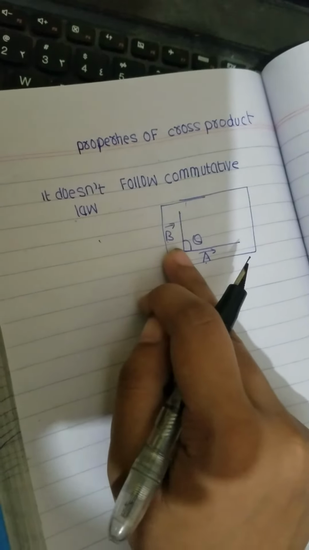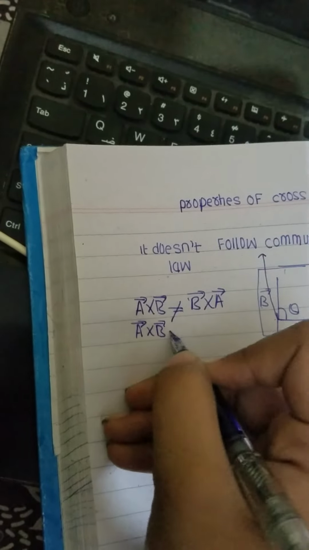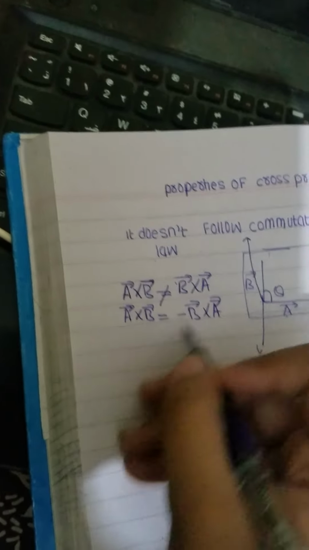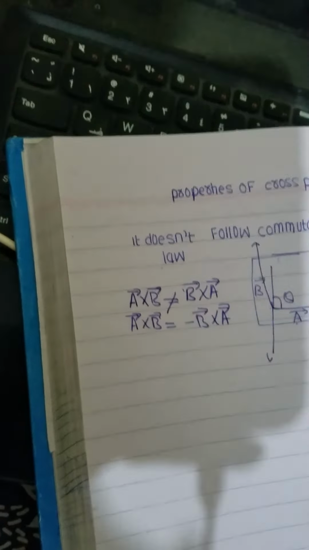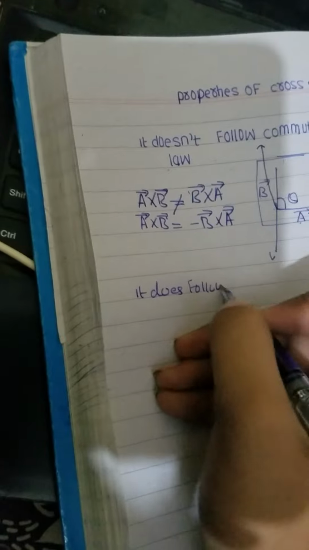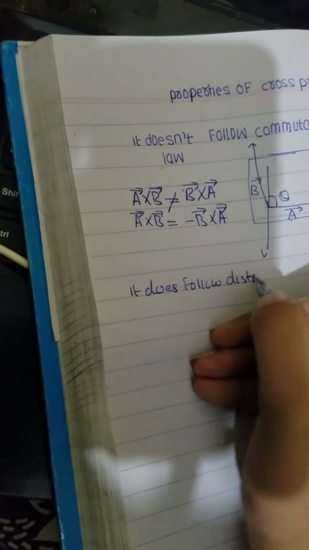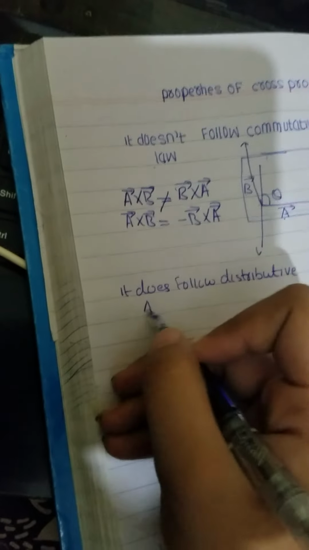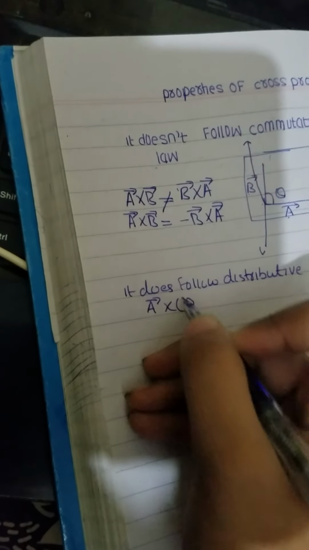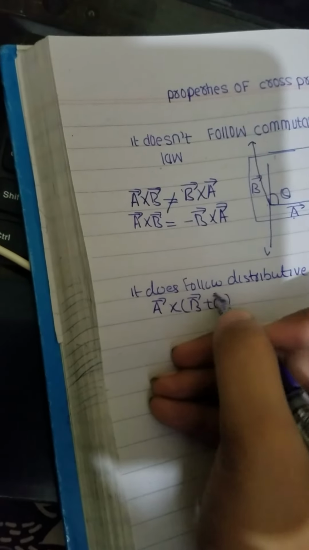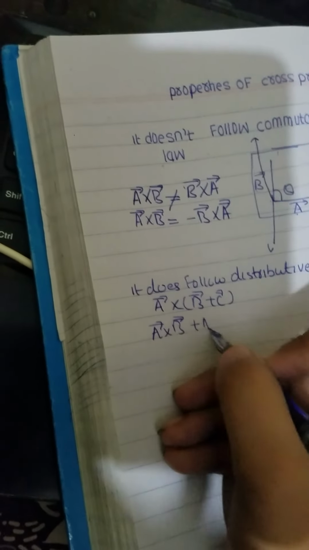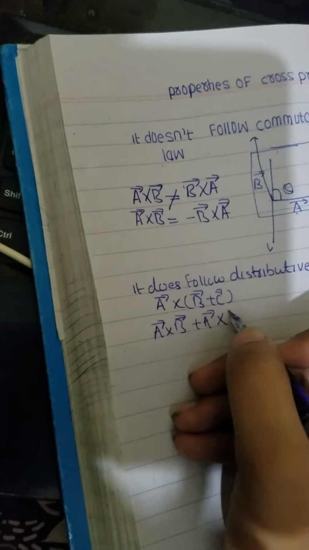However, we can write that vector A cross vector B is equal to minus vector B cross vector A. So this is an appropriate way of writing. But it does follow the distributive law, like this: vector A cross (vector B plus vector C) is vector A cross vector B plus vector A cross vector C, right?